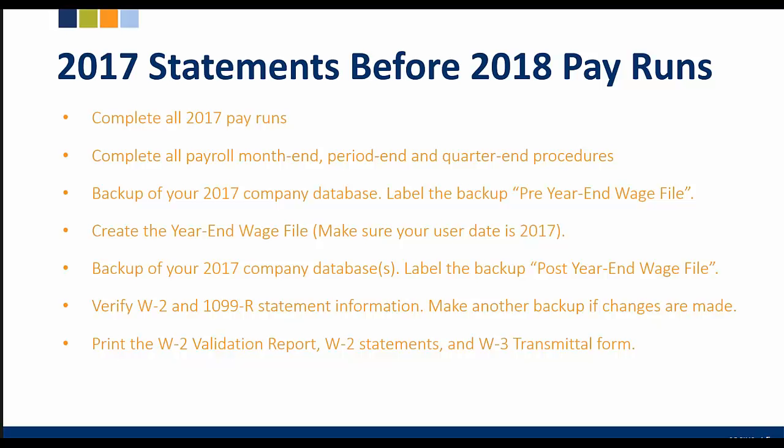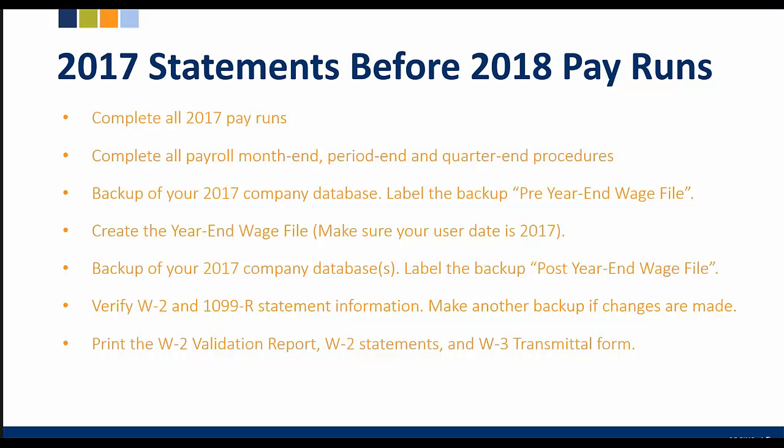Once you create your year-end wage file, Microsoft recommends that you make another backup of your 2017 company databases and label that post year-end wage file. Again, it just prevents you from having to do steps again if you need to restore. Then you want to work on verifying your W-2 and your 1099-R statement information. You can do that by comparing your year-end wage report to the 941s that you've submitted throughout the year, as well as your state and local information. Then they recommend that you make another backup if you've made changes prior to or in the process of verifying.